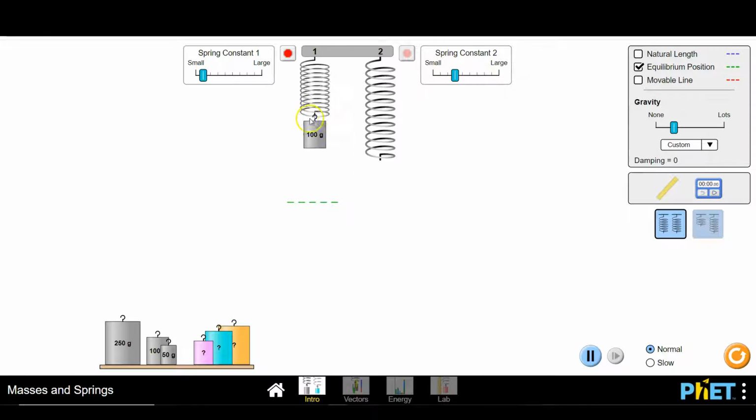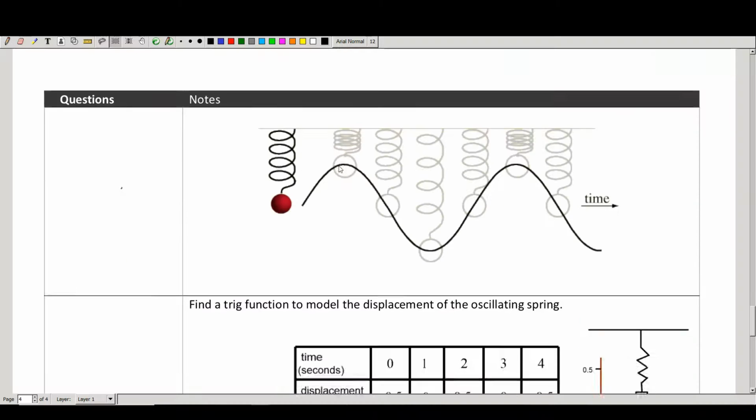If you were to take this over time, start a watch and track the position of this mass over time, it would look like a sine or cosine wave, right? It kind of looks like this.